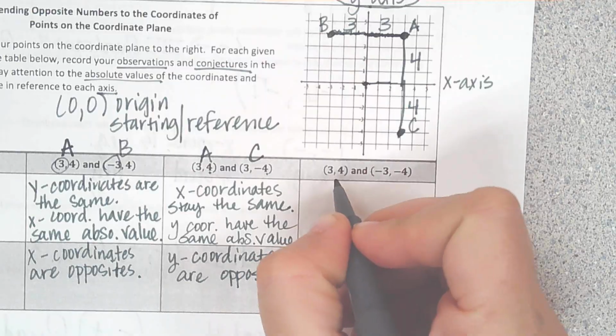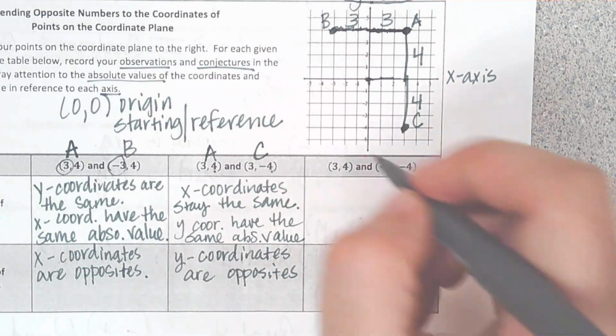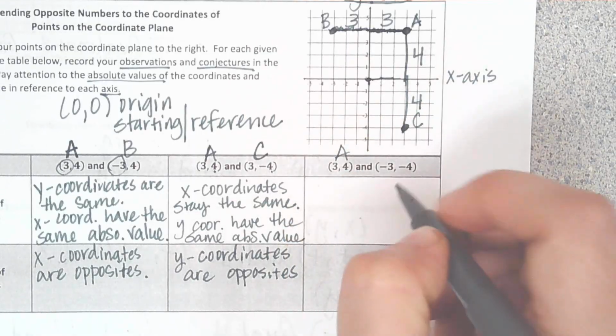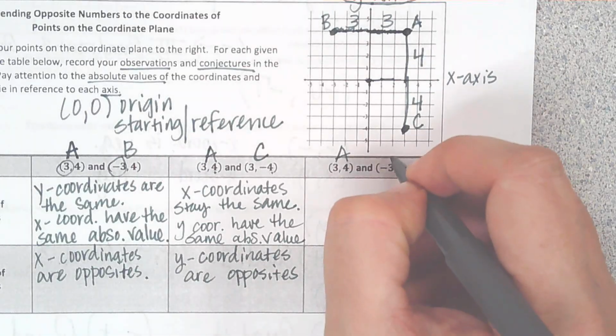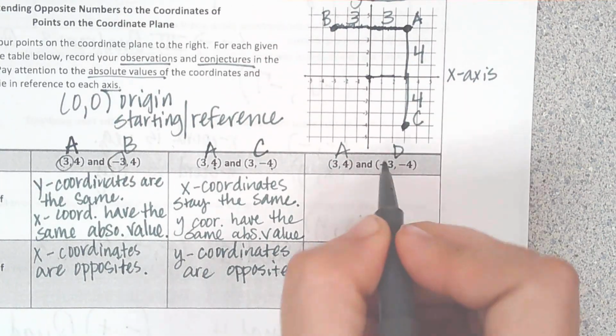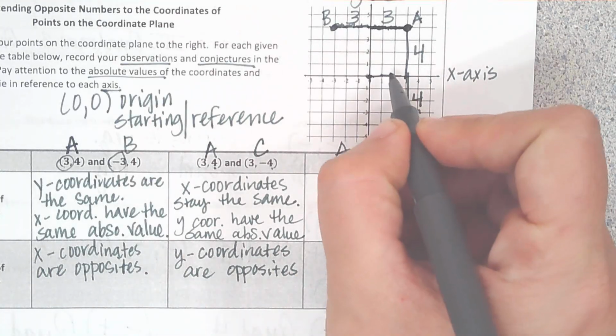Looking at my last column here. 3, 4. Have we already done it? What letter is that? But have we done negative 3, negative 4? Nope. Guess what I'm going to label it? And at this point, you should know that negative 3, negative 4, if they're both negative, what quadrant is it going to live in? Quadrant 3. So I'm going to go plot it.